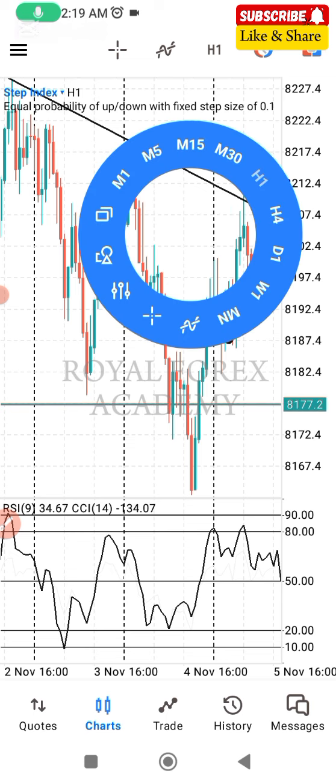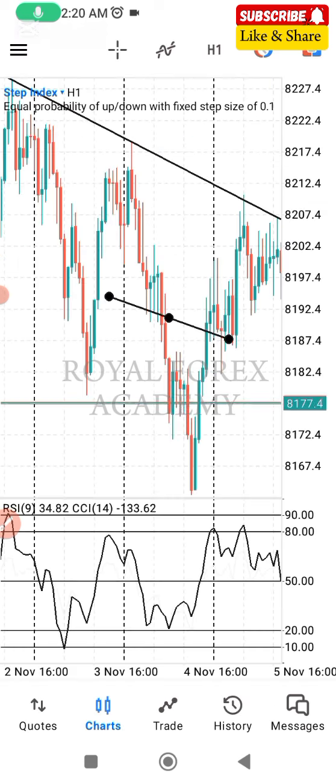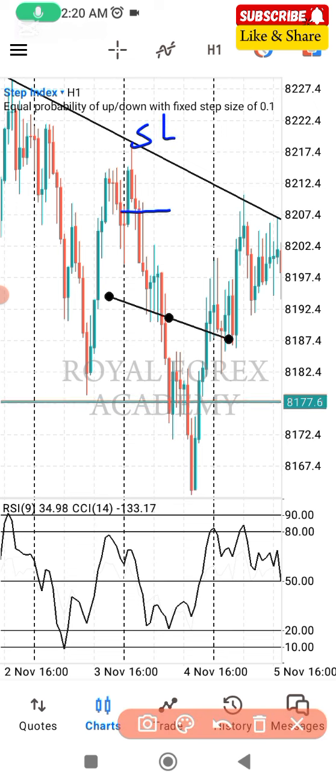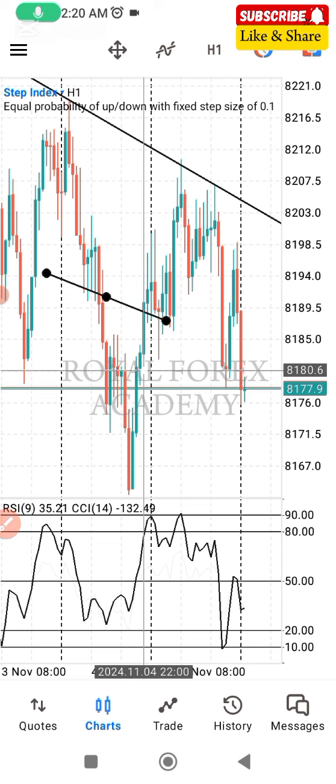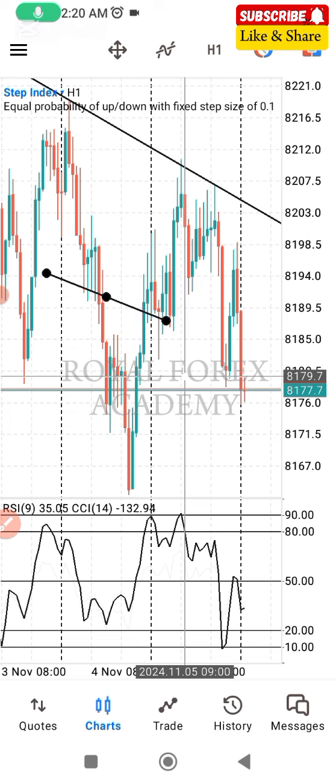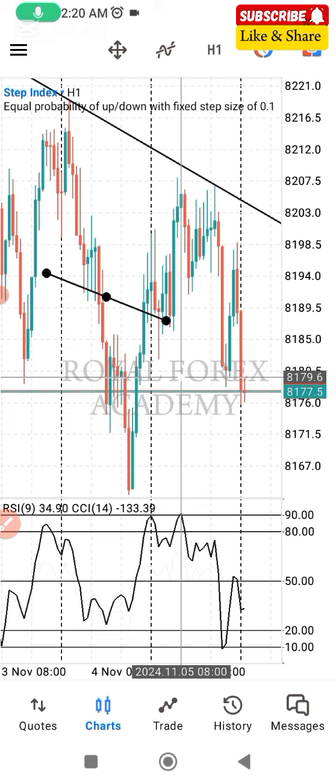So it means that your entry here becomes your entry, your stop loss is here, and then you can see how it plays out massively. So this is one way you can trade divergence. Very much simple and straightforward.